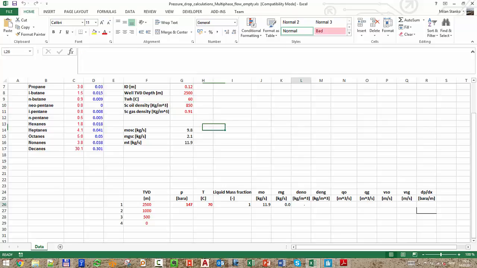So then we have to calculate the local rates. Why do we need local rates? To calculate superficial velocities. If you remember, superficial velocity is the volumetric rate divided by the cross-section area of the pipe. So let's see what these densities are.